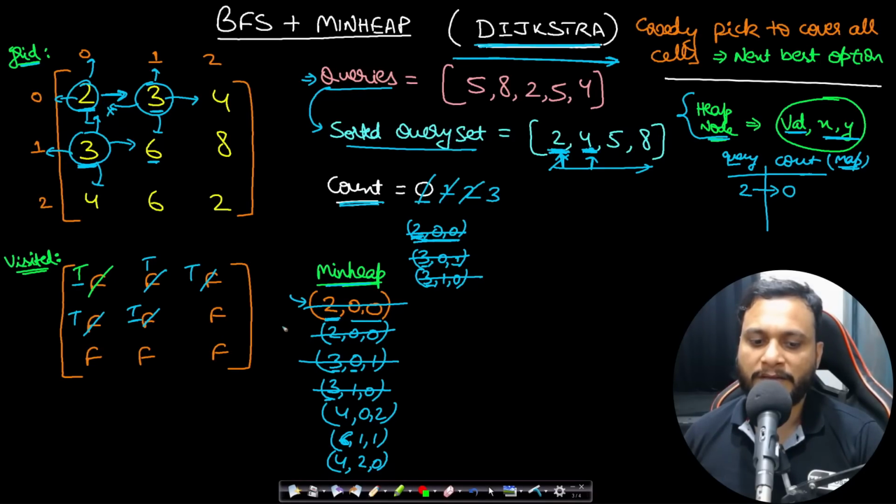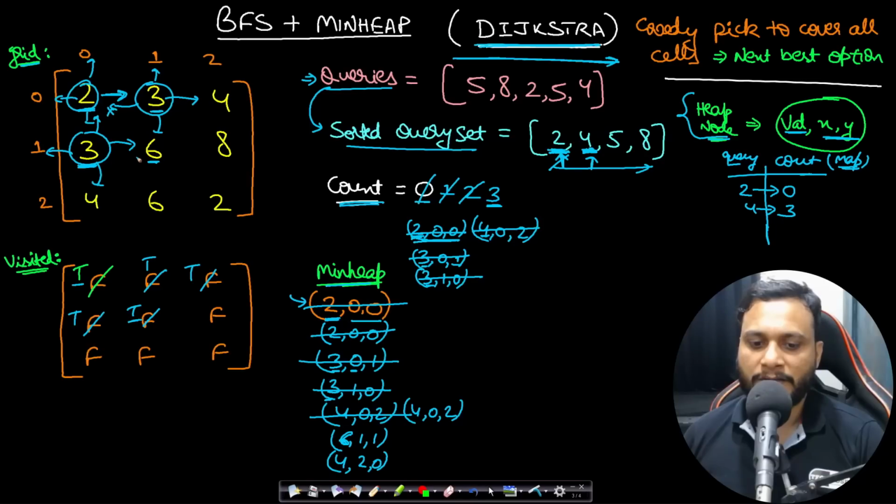Now let's pick the next best option, which is 4,0,2. So 4,0,2 is taken out. Now you compare this 4 with this 4, so they are the same, which means this cannot be covered by 4. So you push it back into the heap. 4,0,2 will again go back into the heap, and for this query 4, how many nodes could we cover? 3 nodes. So 4 will cover 3 nodes, and that is what is saved in our map.